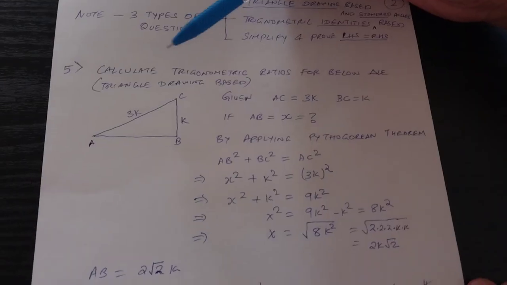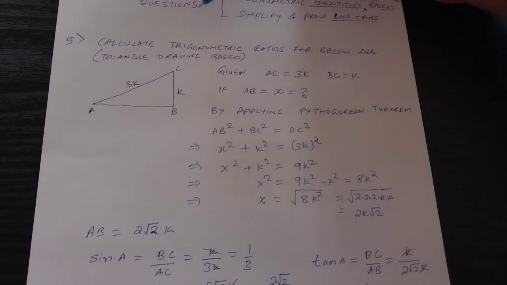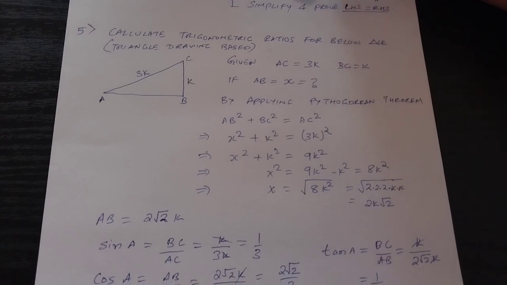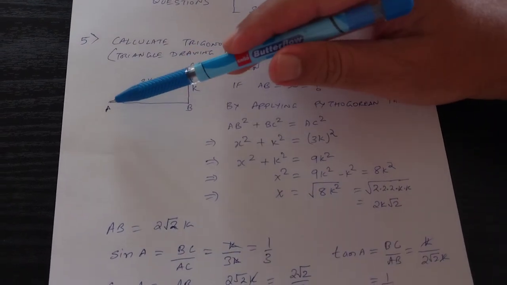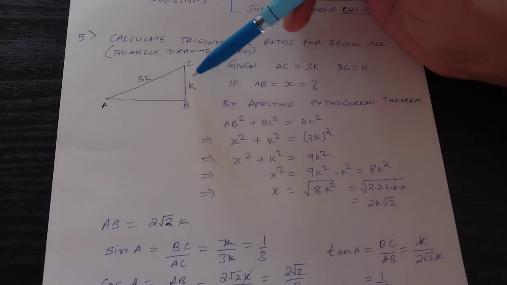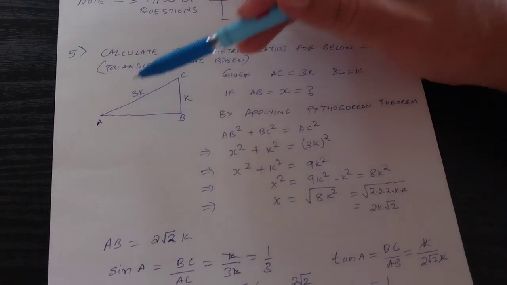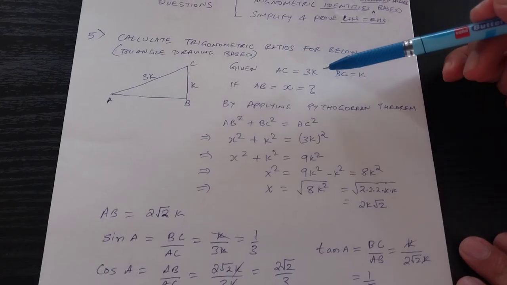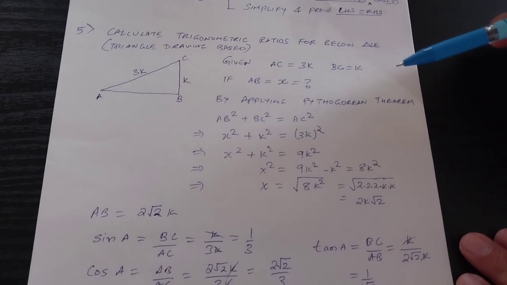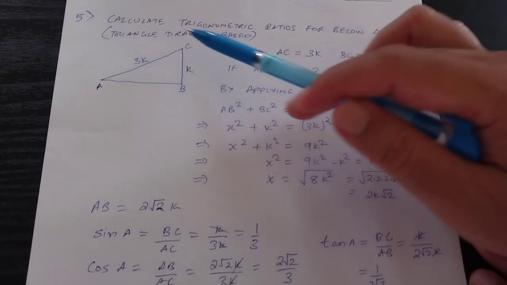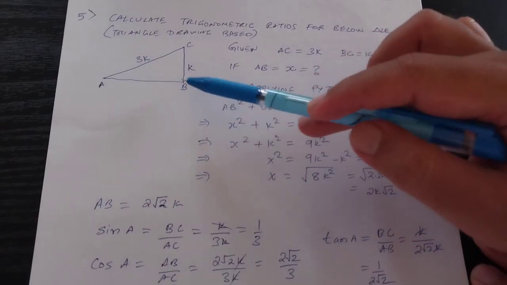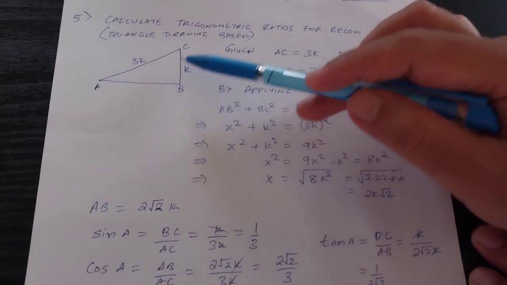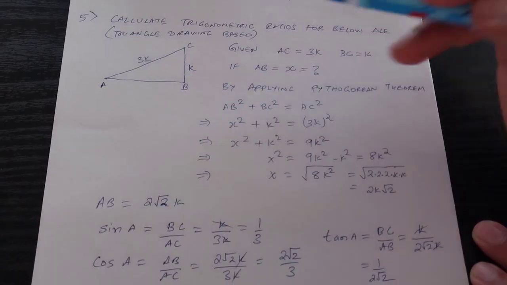Now let's look at one of the triangle drawing based problems. They are asking to calculate the trigonometric ratios for the below triangle. So we have been given a triangle ABC. We have been given that BC is k and AC is 3k. Now to calculate the trigonometric ratios, we need to know the length of AB also, because when you're calculating cos, tan, everything, the length of AB will also come.